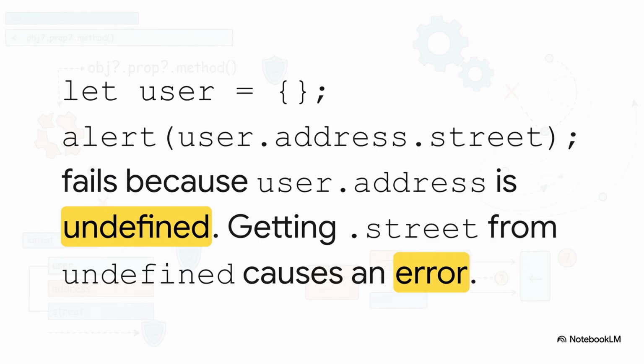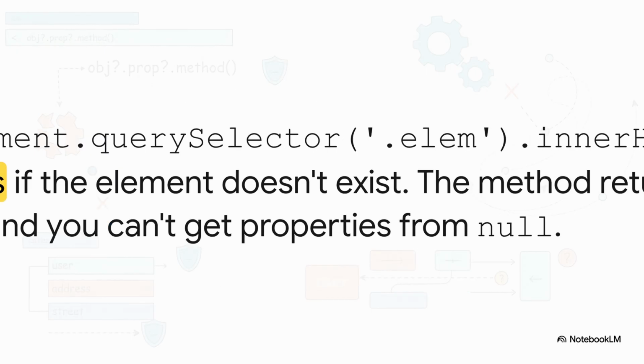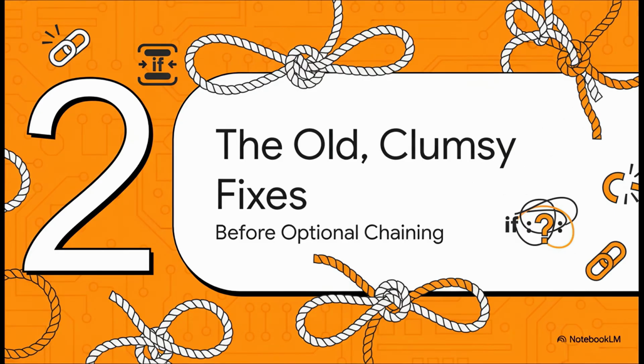So crash. And hey, this isn't just about objects you create yourself. This is a huge deal in everyday web development. You use querySelector to grab an element from the page. But what happens if that element isn't there? The method returns null. And the second you try to get .innerHTML from that null value, you get the exact same crash. For years, developers had to jump through all sorts of hoops to stop these crashes.